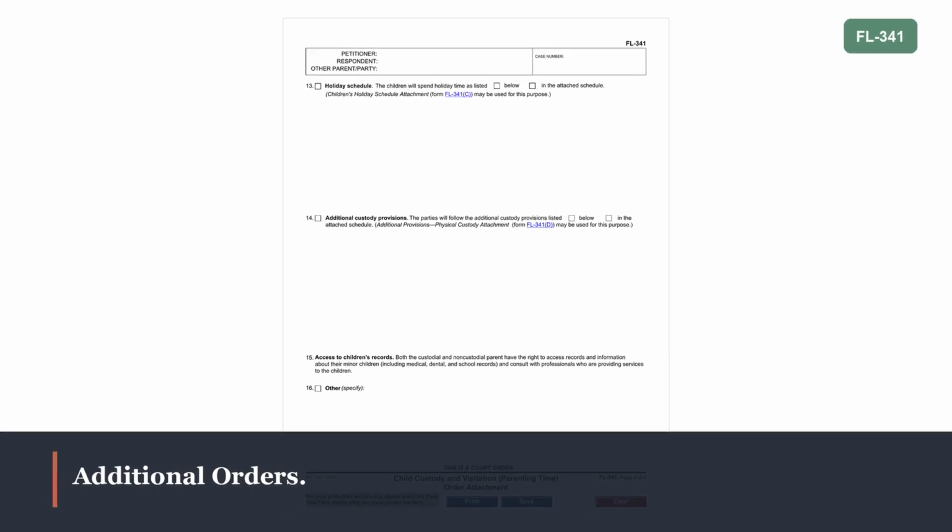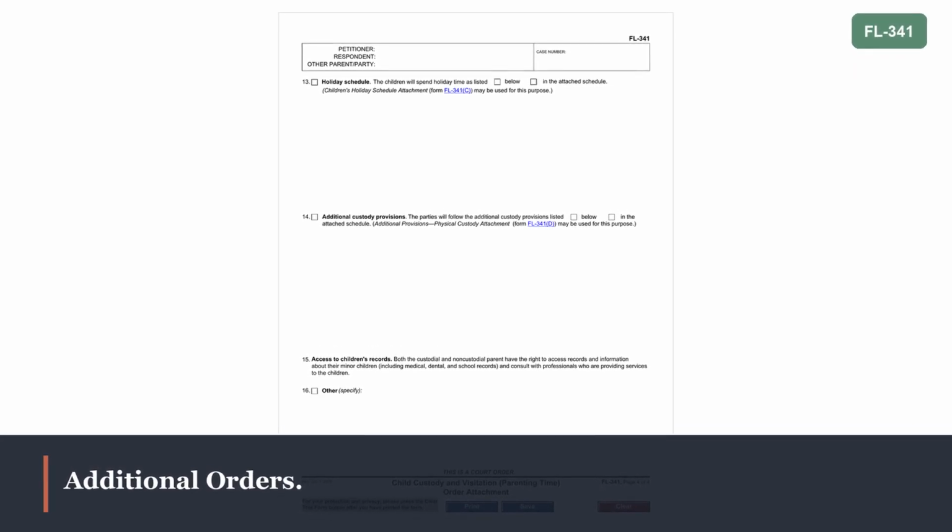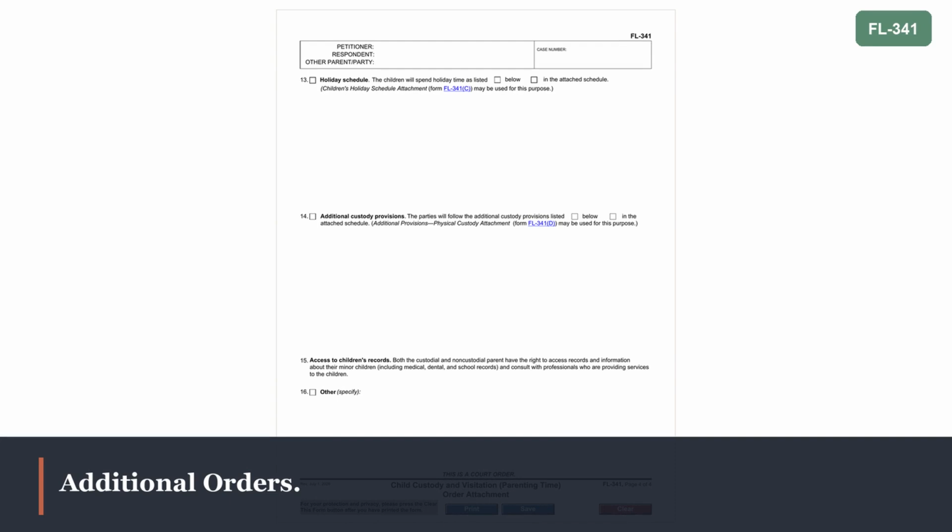Additional orders. FL-341 also has room for additional terms tied to custody, such as requirements around notifying the other parent before travel with the children, rules about introducing new partners to the children, communication expectations between the parents, and supervision requirements if the case involves a safety concern addressed earlier in the request.